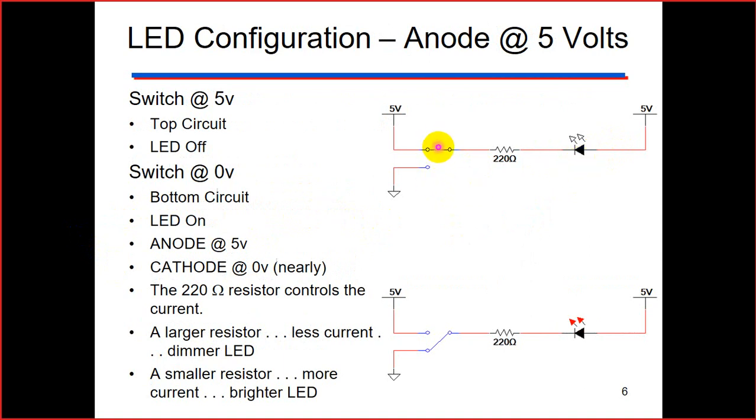Now if we place the switch at the bottom side, look at over here, switch at 0 volt. In that case, certainly it satisfies the condition to turn on the LED. Anode is at higher potential, it is 5 volt, and it is 0 volt at the cathode. So bottom circuit, the LED is on. Anode at 5 volt, cathode at 0 volt. The 220 ohm resistor controls the current. We have used a resistor of 220 ohm that controls the current to the LED. A larger resistor, less current, LED will be less bright. A smaller resistor, more current, a brighter LED.